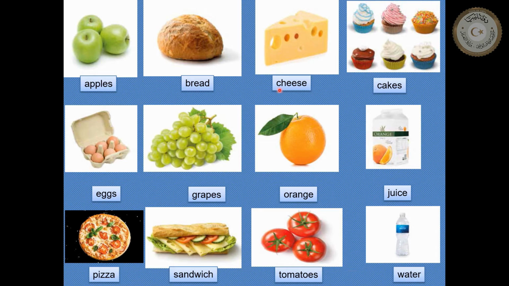So we have here different things. We can see in front of you different things. What are they? Apples. Oh, we know all of them, yes? Do you still remember them? So we have apples. What else do we have? Bread. What else? Orange. Good. Can I just point and you tell me what it is? Which one now? What's this? Cheese. Good.